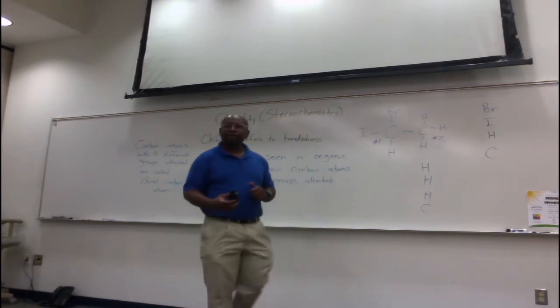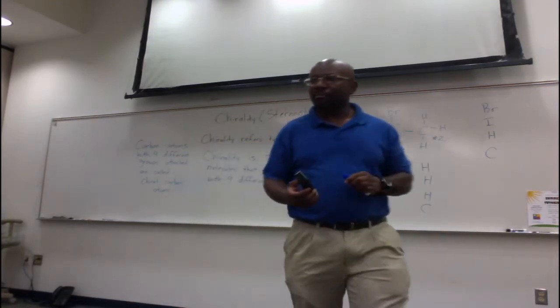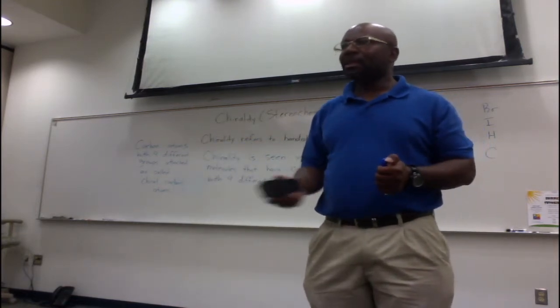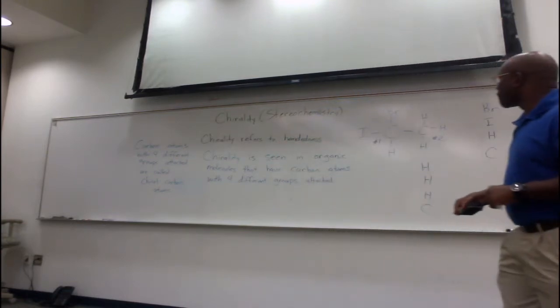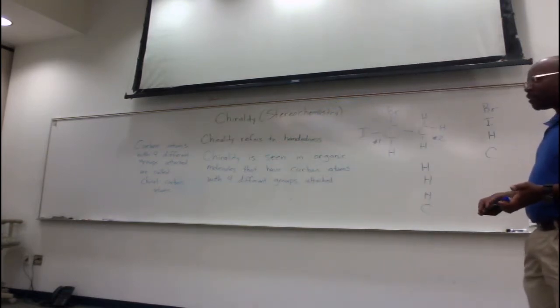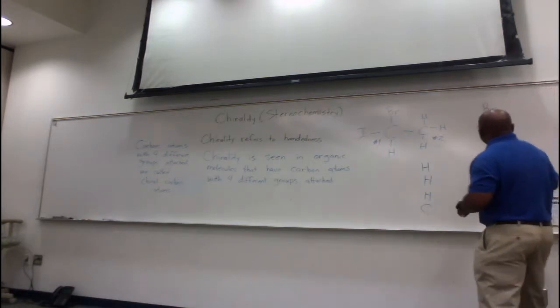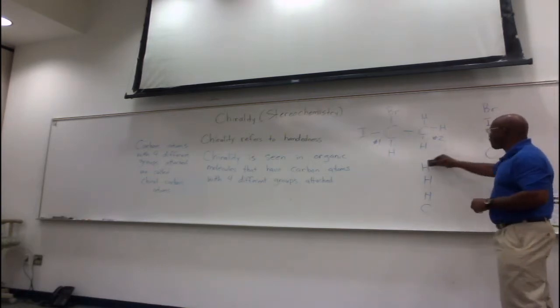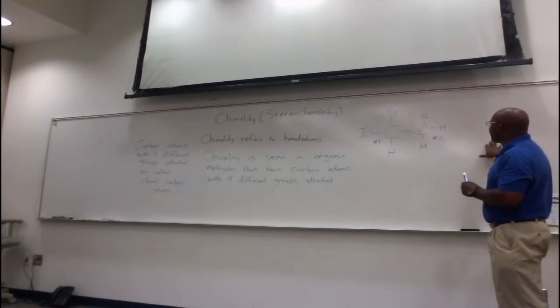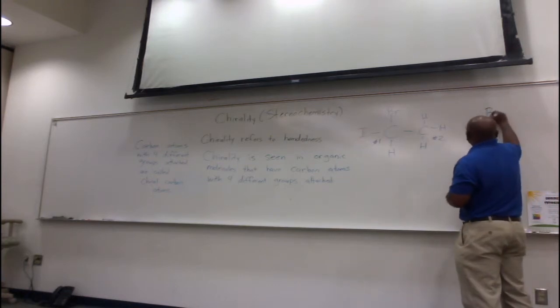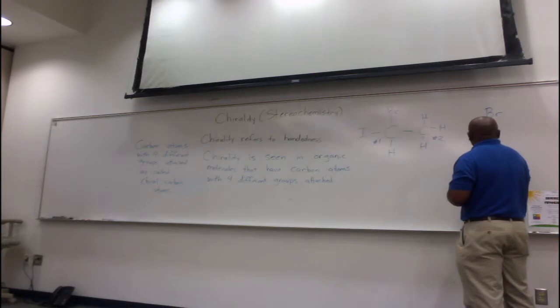So chirality is seen in chiral carbon atoms. Now we get to the chirality as far as chiral carbon atoms. I'm just going to show this for a little background. When we test the molecule, we have a Br, a C, an H, and an I.